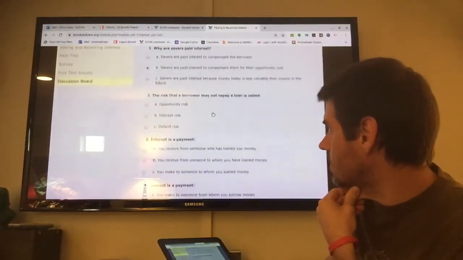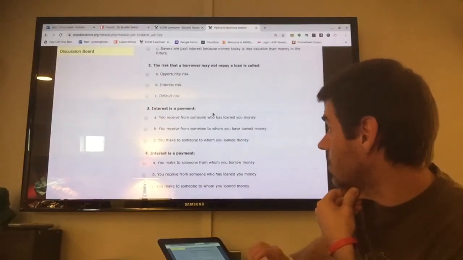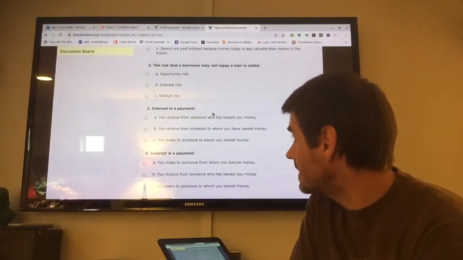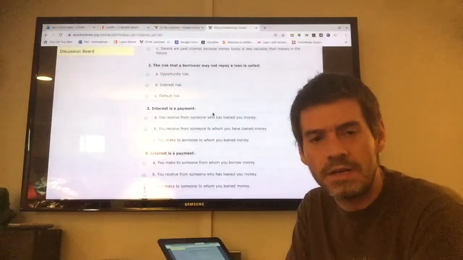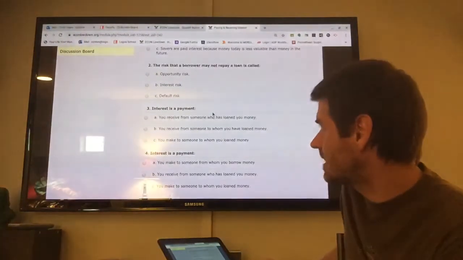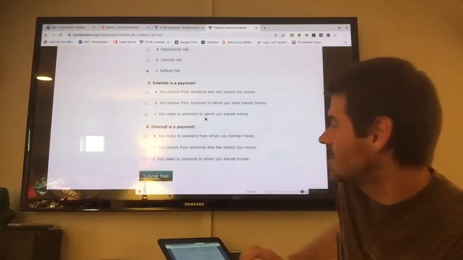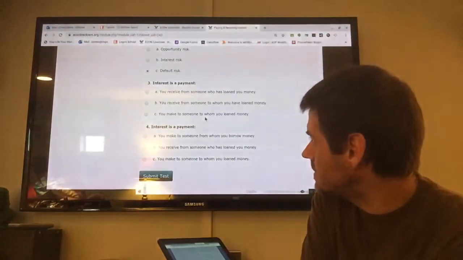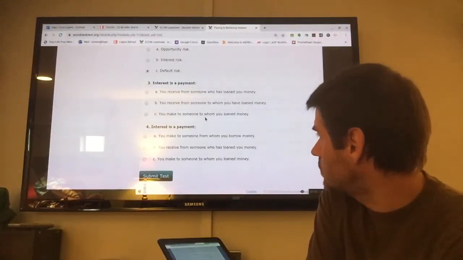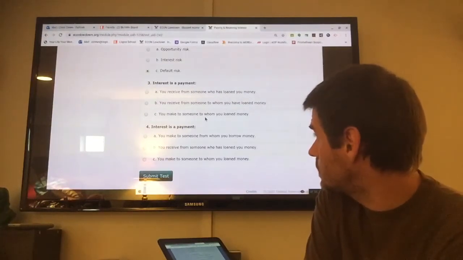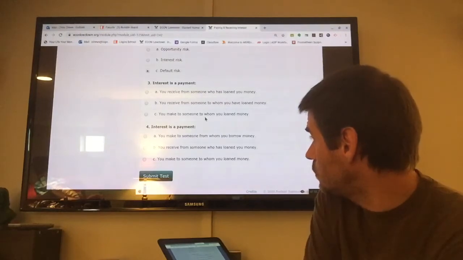Number 2, the risk that the borrower may not repay a loan is called opportunity risk, interest risk, default risk, right? Default. Default sounds like the right answer. Number 3, interest is a payment. A, you receive from someone who has loaned you money. B, you receive from someone to whom you have loaned money. C, you make to someone to whom you loaned money.